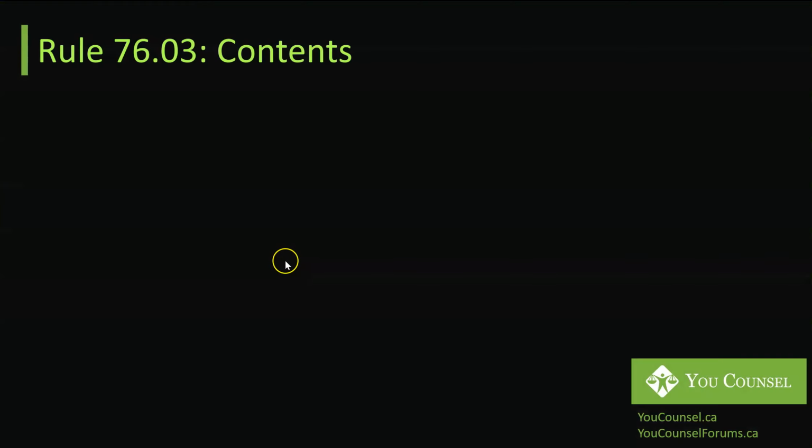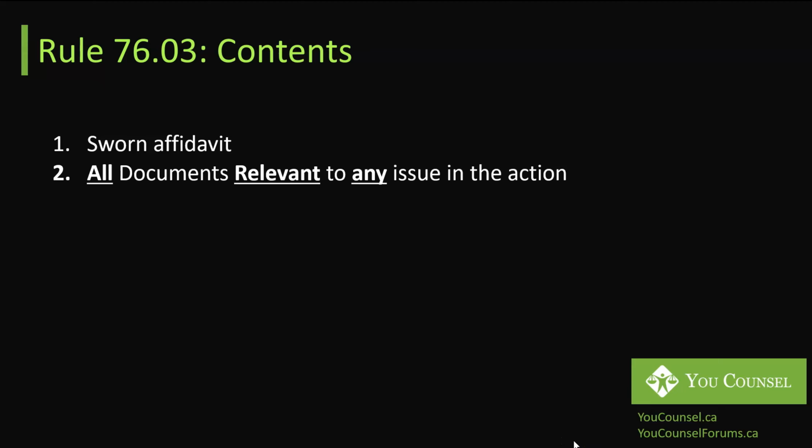Affidavit of Documents is covered under Rule 76.03. And so what does an Affidavit of Documents contain? It's a sworn affidavit, and it contains all documents relevant to any issues in the action. I've underlined the important words, all documents. That means you cannot be selective about what documents you will produce. If documents are relevant, whether they are favorable to your case or unfavorable, you are required to produce those documents. So that indicates all documents.